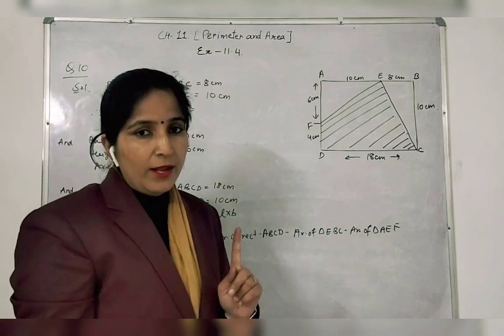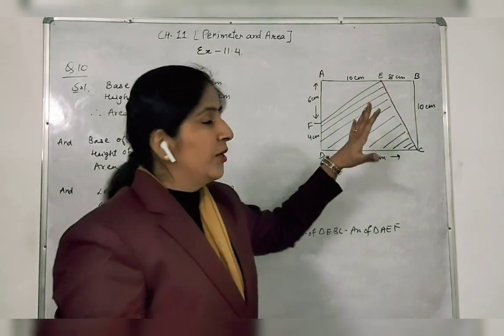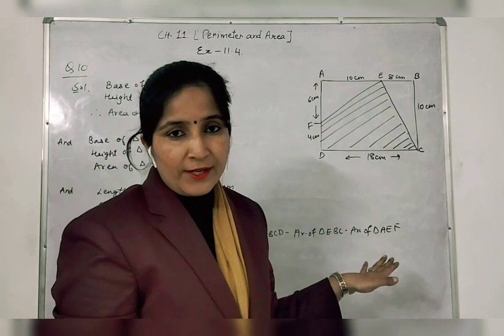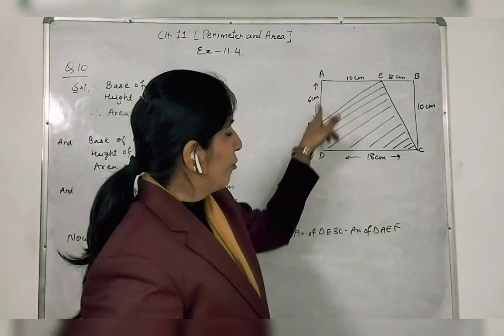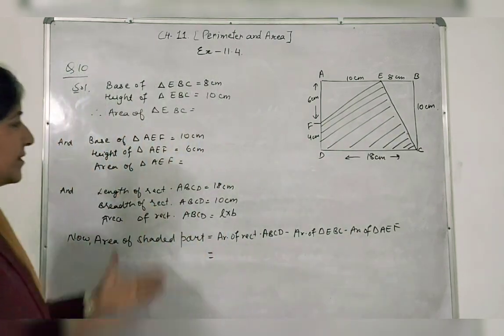So we'll step by step find out these 3 areas. Number 1, area of this triangle. Number 2, area of this triangle. Number 3, we'll find the area of this complete rectangle and we subtract from the rectangle these 2 areas to get the result. So let us start that.